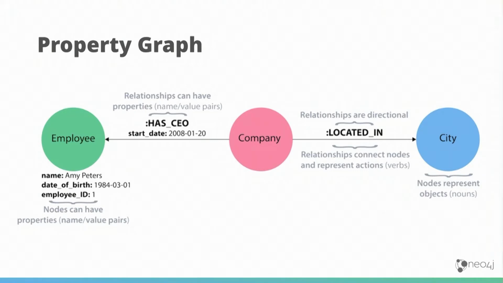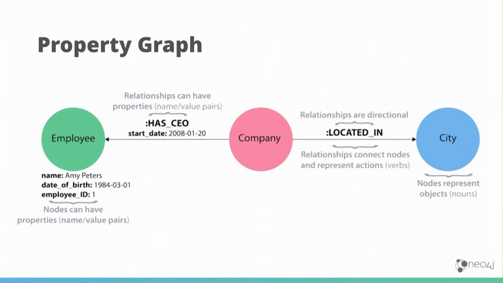So you can categorize your entities. As you see here, we have an employee, we have a company node, we have a city node. Each one of these nodes is being categorized into a different tag or a different category. And then we add those relationships between. So a company has a CEO that happens to be an employee, typically, and that CEO has been a CEO since a particular date.